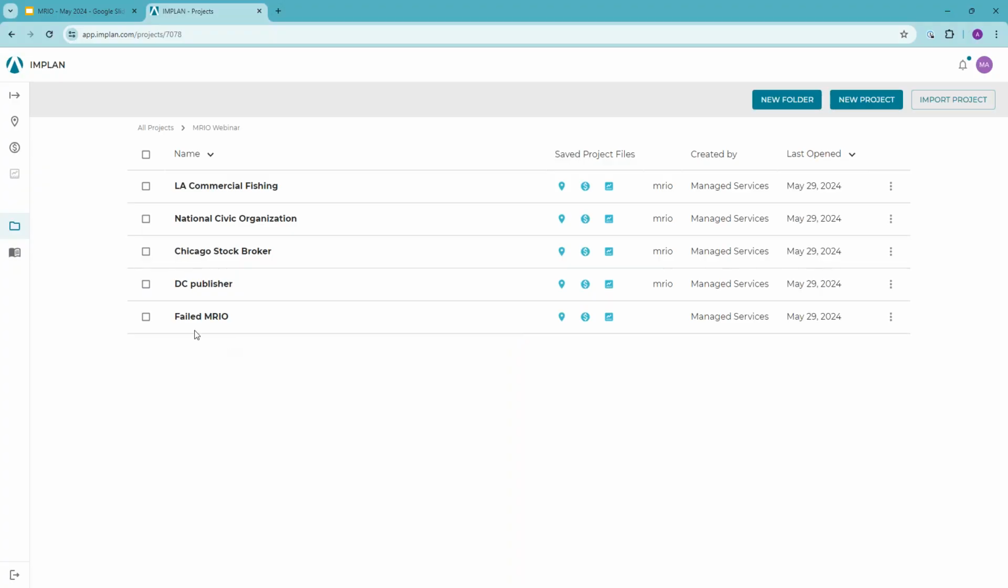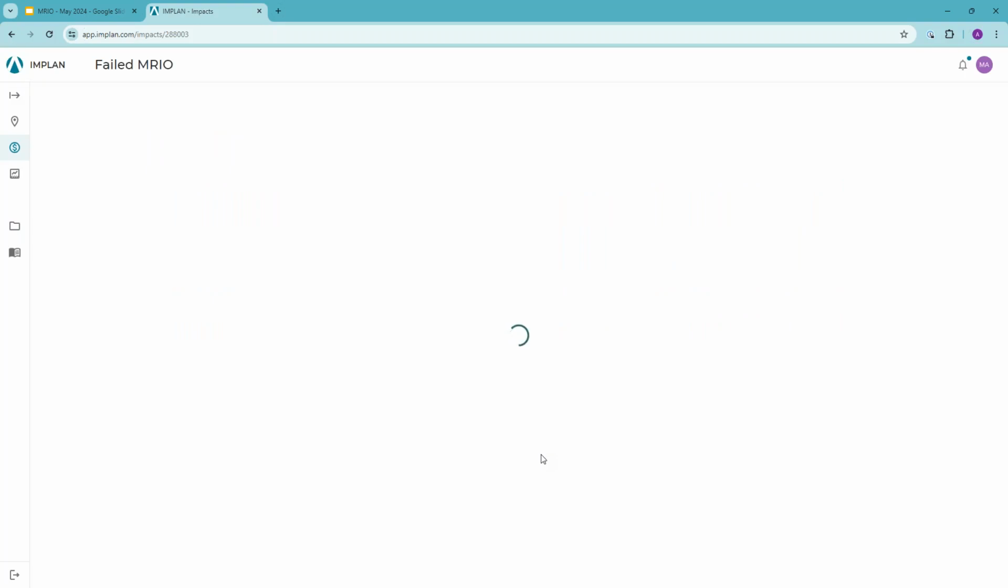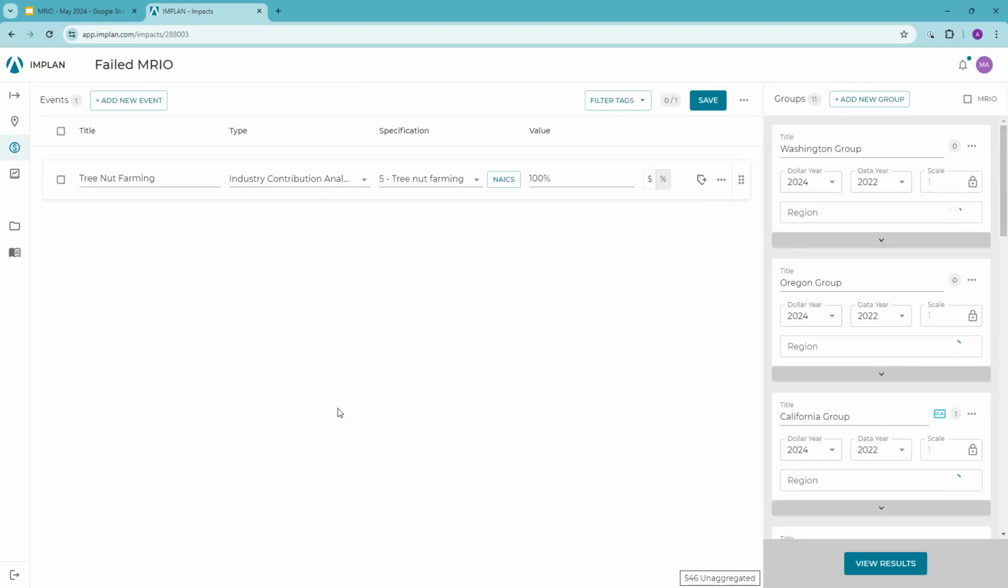The first thing I want to show you is the project that I called Failed MRIO. So we're going to go ahead and pop into our impacts page here and take a look. In this project, we set up one event for tree nut farming. We did an ICA, or an industry contribution analysis, set it to 100%, and we placed it in the group of California. In this project, I wanted to see the impact of not just the tree nut farming on California, but I wanted to see it on all of the Western US.